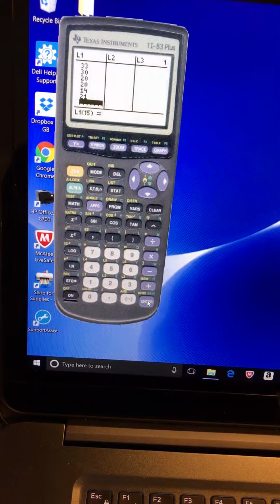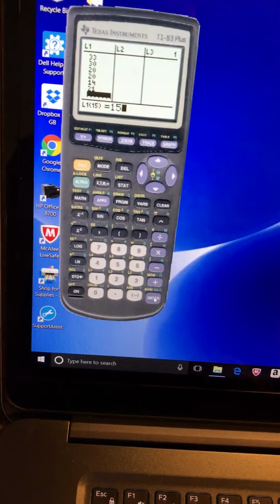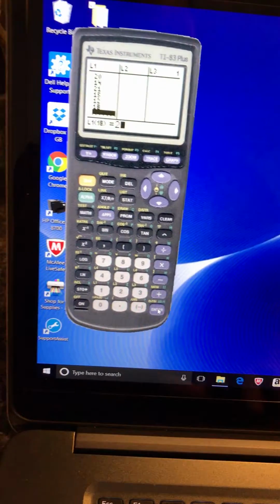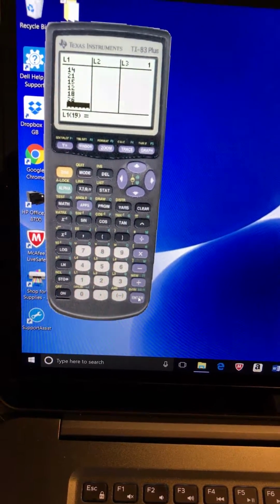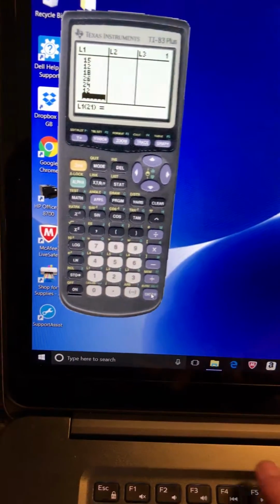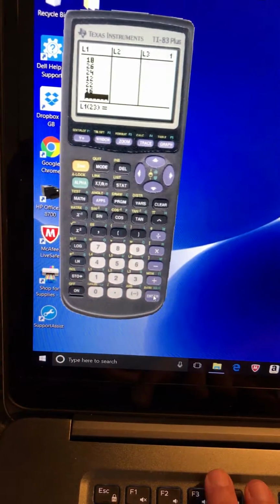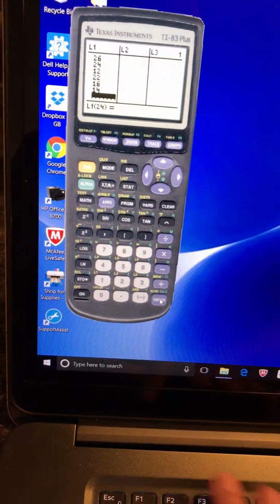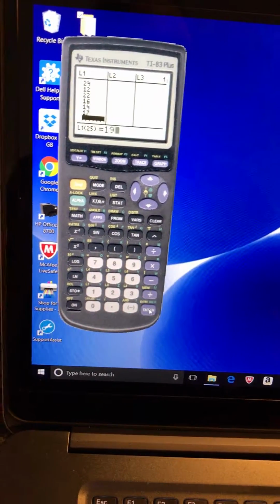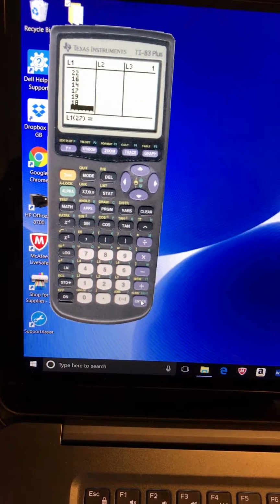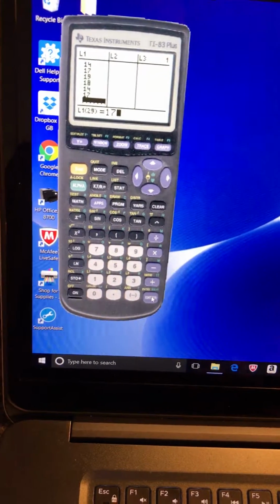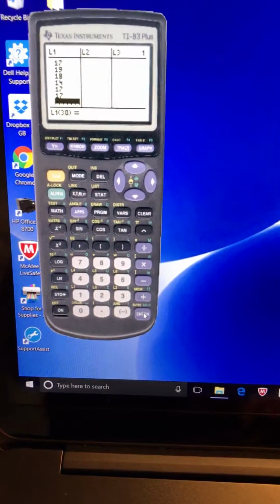15, 12, 18, 26, 24, 12, 22, 16, 14, 16, 14, 17. Sorry, my son's running around. 19, 18, 18, 14, and two 17s. Okay, so hopefully I typed them all in correctly.